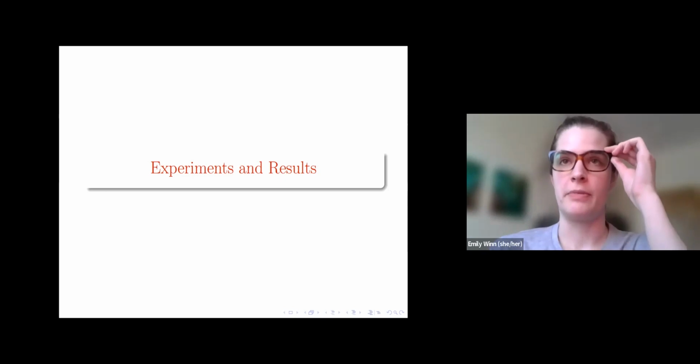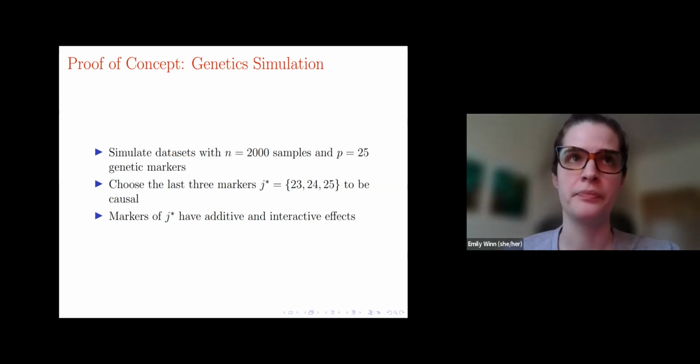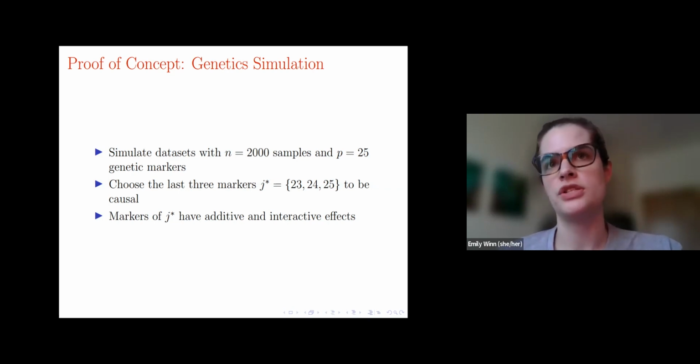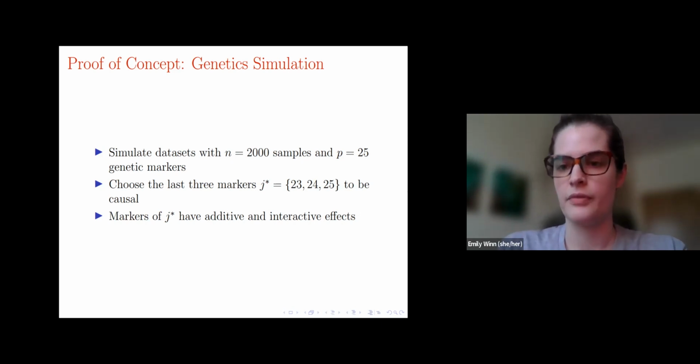So finally, we get to the experiments and the results. We're going to do a small proof of concept with a genetic simulation. We're going to simulate data sets with n equals 2,000 samples and p equals 25 genetic markers. We're going to choose the last 3 markers, 23, 24, and 25, to be causal, and then markers of J star have additive and interactive effects woven into them. So both are taken into consideration.